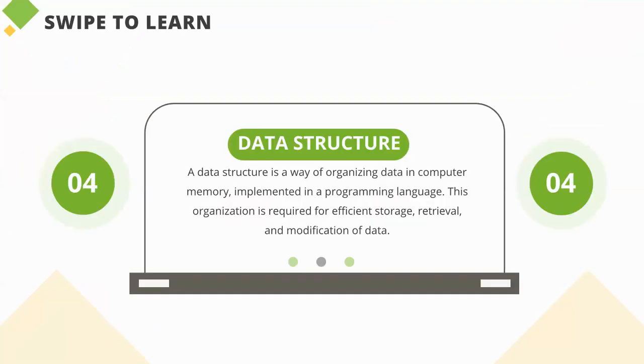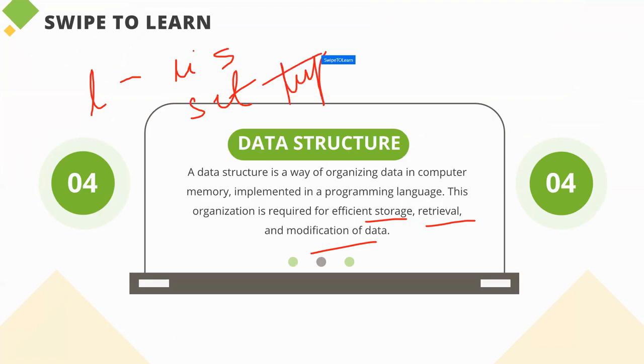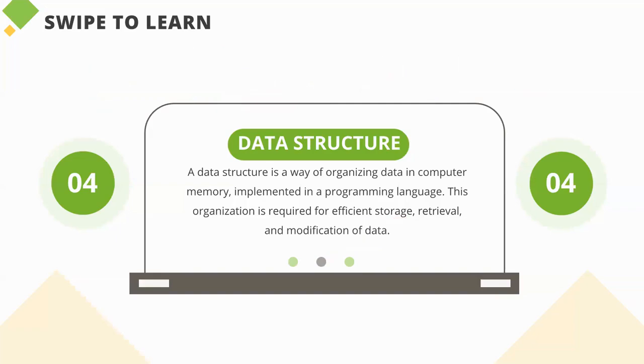So, as you all know, a data structure is something where we organize data in the computer memory. We use this data for efficient storage, retrieval, and modification of data. We come up with data structures like linear data structures and non-linear data structures. With linear data structures, we have list, set, tuple, array, linked list. These are basic data structures as well as high-end data structures. With the non-linear data structures, you will have trees and graphs.